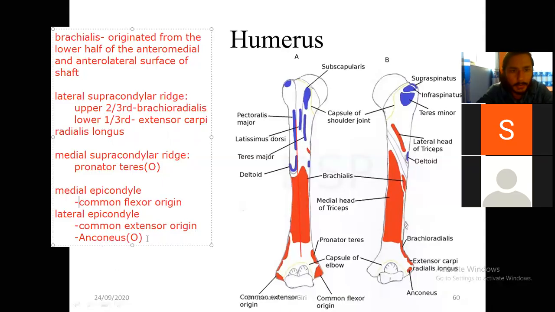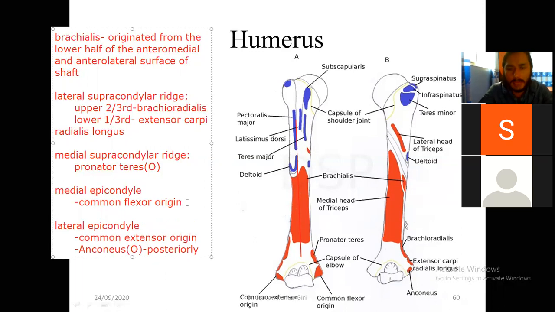Posteriorly, in the lateral epicondyle, you will see the anconeus also. Anconeus in the posterior, in the lateral epicondyle only. Common extensor origin in the lateral epicondyle, anteriorly. Then in the medial epicondyle, there is the origin of the common flexor muscles. Now, for the muscles having a common origin, I will give the names of these muscles.